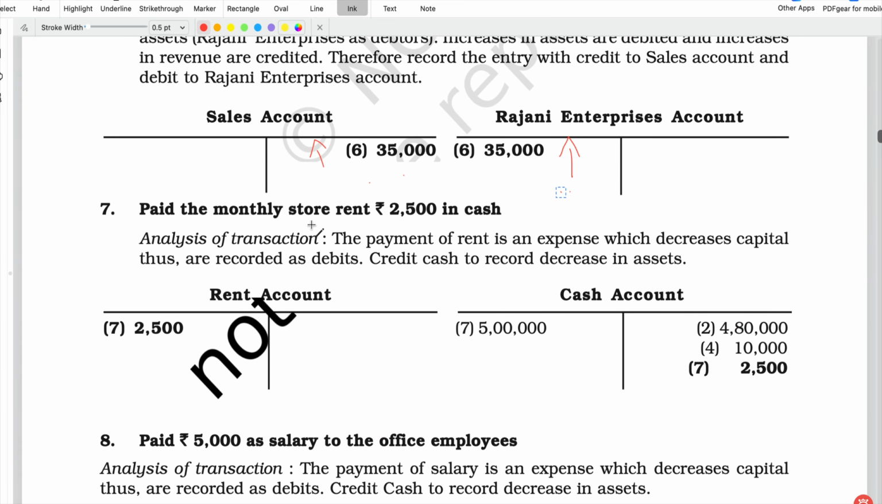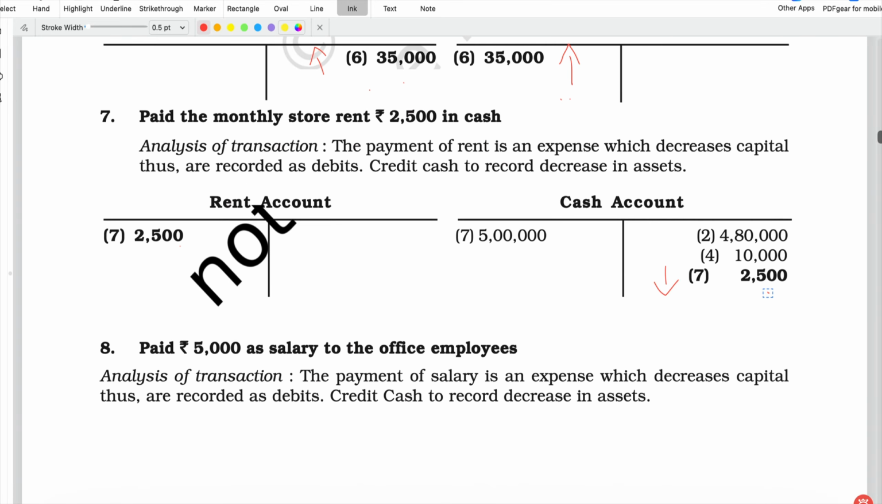Paid monthly store rent of 2500 in cash. So the rent account. Rent is an expense, and we know expenses should be debited. Now, how are we paying this? We are paying this through cash. So there is a decrease in the cash balance, which is an asset. That's why this is coming on the credit side of the cash account. Clear? Now, we'll see the 8th transaction.